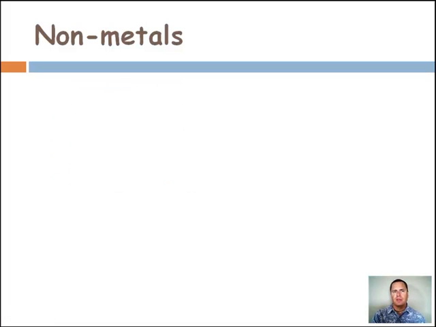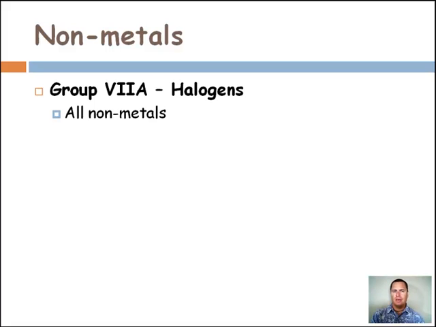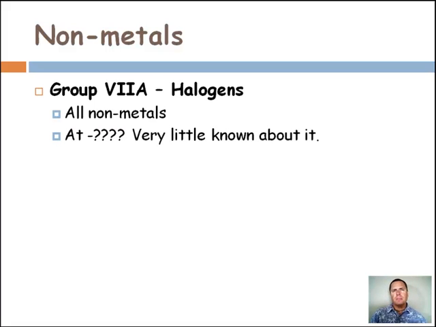We'll talk about two groups of nonmetals. Group 7A is the halogens. Okay, these are all nonmetals. And if we look at the bottom of the halogens, we have astatine. Now, astatine, I put a question mark because we're not sure if it's a nonmetal or metalloid. The actual thinking right now is it probably falls more into metalloid. Remember, there's such a small quantity of it here on Earth that we don't know a whole lot about it.